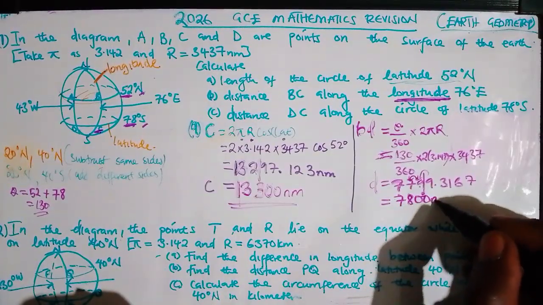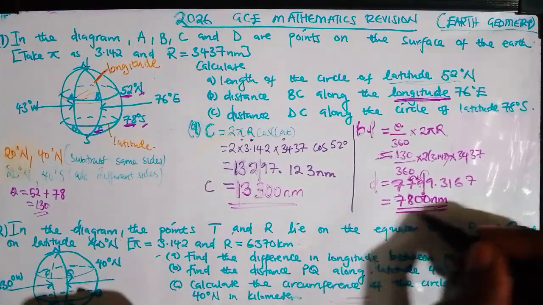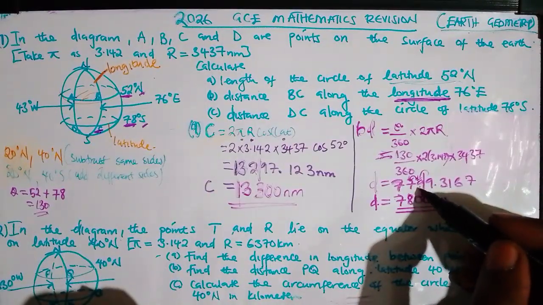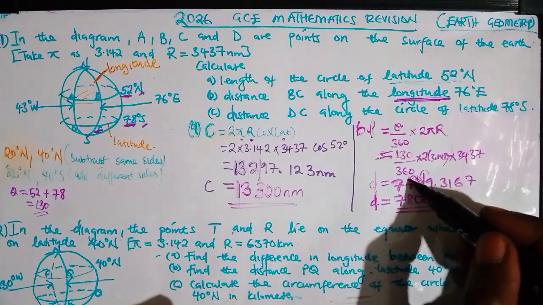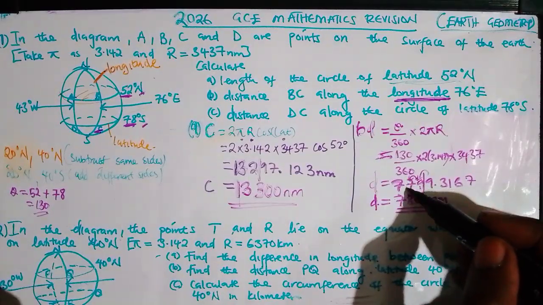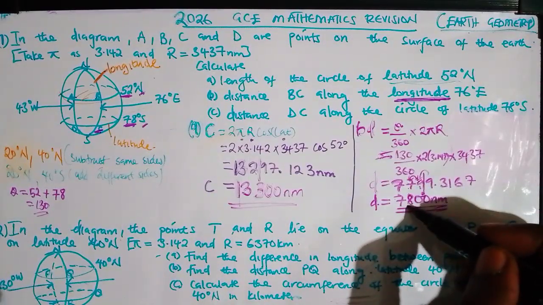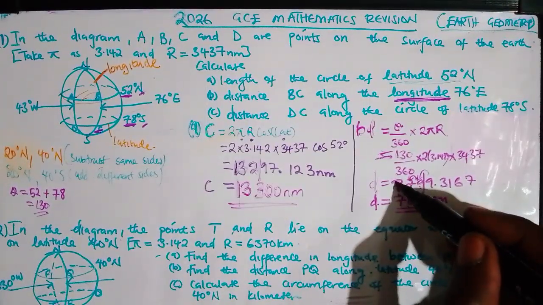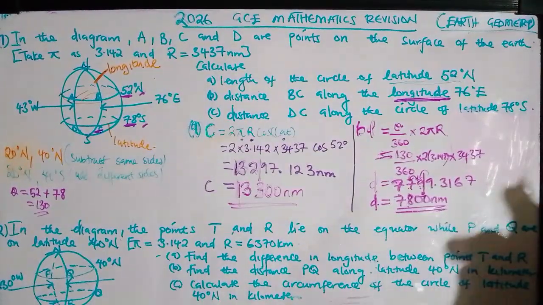7,800 nautical miles. Again, I repeat, if you find that the next number is 9, and if you add 1, it gives you 10, you throw it to the next number, which is 7, which turns into 8. If this number was also 9, you throw it to the next number. Just see, like that.